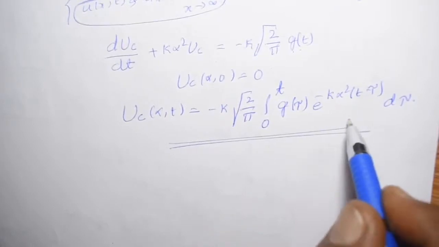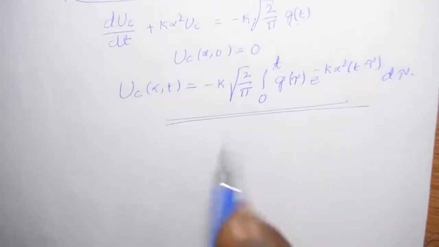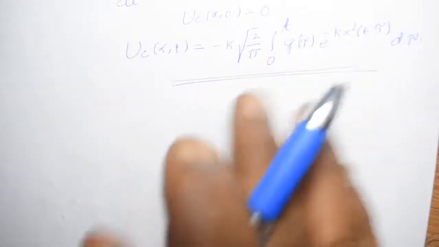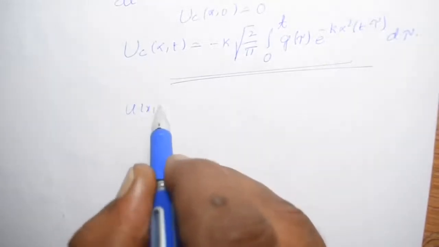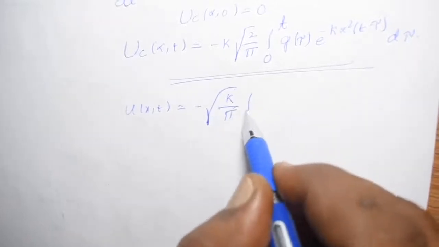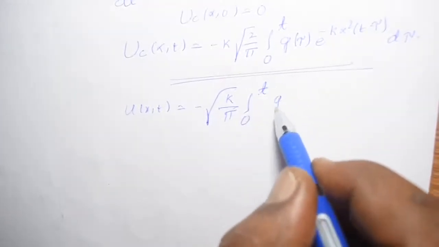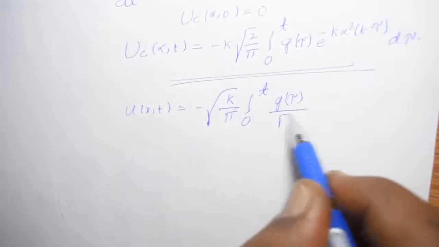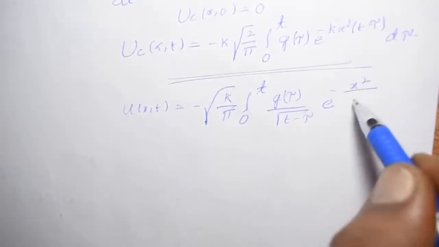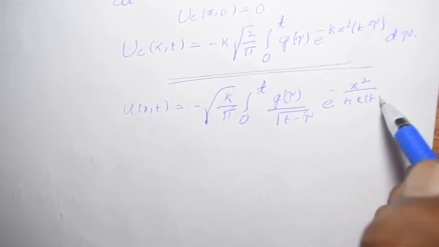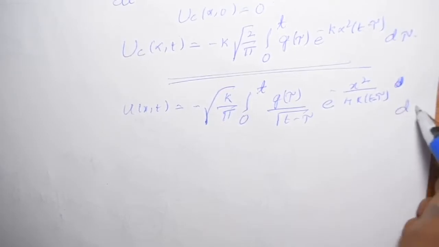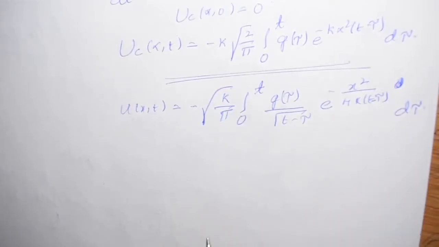Then by applying the inverse transformation to this one, you are going to get the solution in the form u of x comma t is equal to minus square root of k by pi into the integration from 0 to t of g of tau divided by square root of t minus tau into e power minus x square divided by 4k into t minus tau, whole thing into d tau. So this will become the solution.